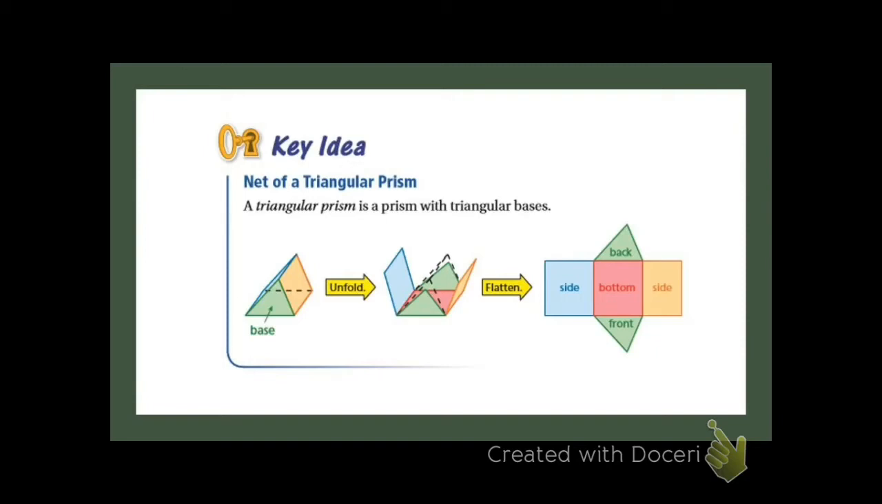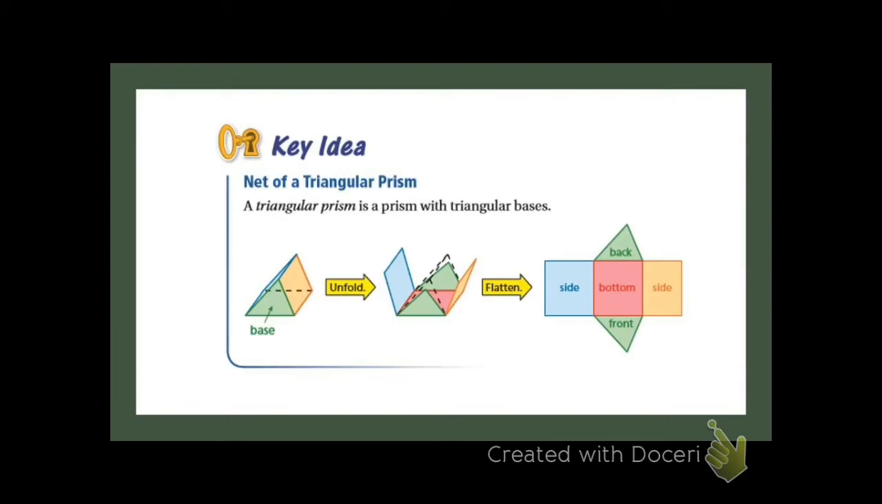Remember, a triangular prism has a triangular base. Now they have it laying on its side right now, but when they deconstructed it, or took it apart and opened it up, look what you have. You only have 2 triangles. Everything else is a rectangle.